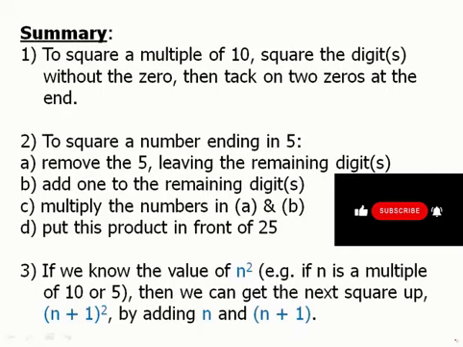And finally, the really big trick, if we know the value of n squared, and especially this is easy if n happens to be a multiple of 10 or multiple of 5, then we can get the next square up, which is n plus 1 squared, by adding n and n plus 1. Or we could go down by 1 by subtracting n and then subtracting the next one down. So these are very important mental math tricks when you need to find squares.